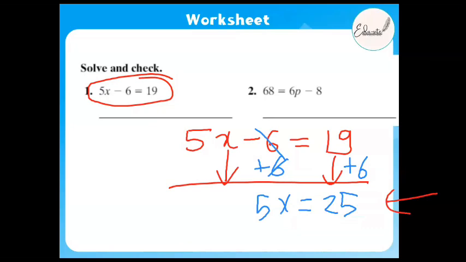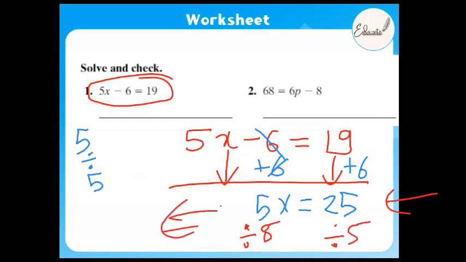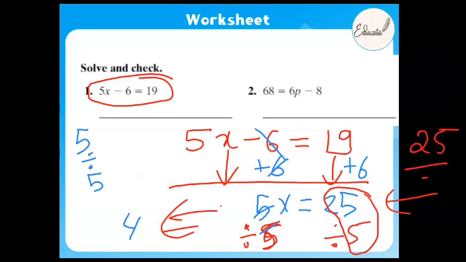We want to divide it by 5. Divide by 5 and divide by 5. What will be the answer? The answer to 25 will be 4, and 5 would be cancelled out. Is the answer to 25 divided by 5 equal to 4? What is 25 divided by 5, Maisha? 25 by 5, what does it give you? 5 how many times is 25?